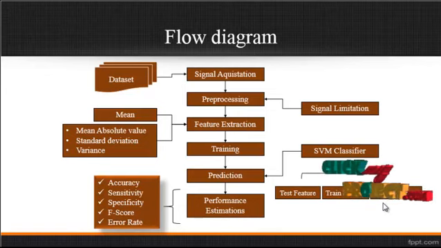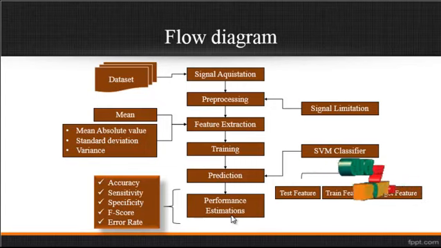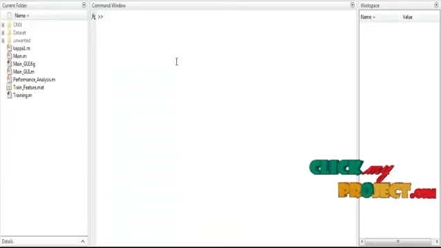After that, the classification result shows which type of hand gesture is there. Like that, the prediction results will be displayed. Finally, the performance will be estimated. The performance is based on accuracy, sensitivity, and specificity. In terms of accuracy, sensitivity and specificity, we can justify whether our process is efficient or not.